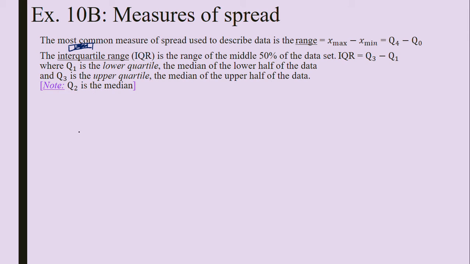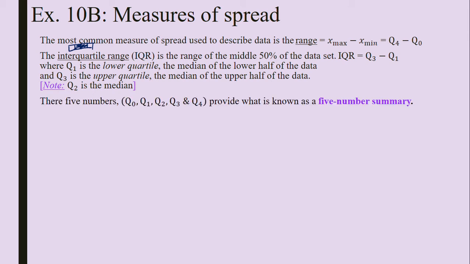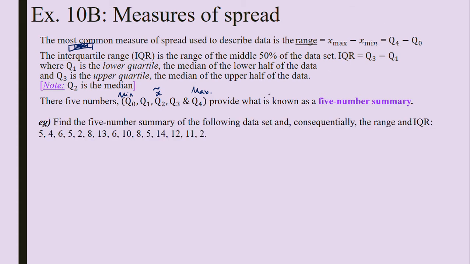These 5 numbers: our minimum, our median of the lower half of the data, our median of all of the data, our median of the upper half of the data, and Q4, our maximum, is what we call our 5-number summary. Okay, today we're going to find the 5-number summary of this data set, and then consequently calculate the range and the interquartile range.